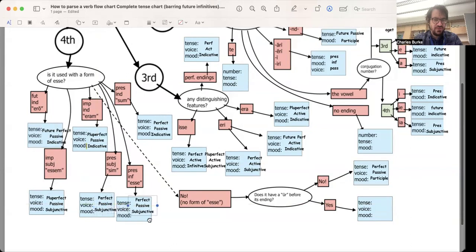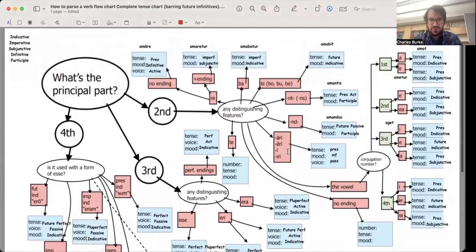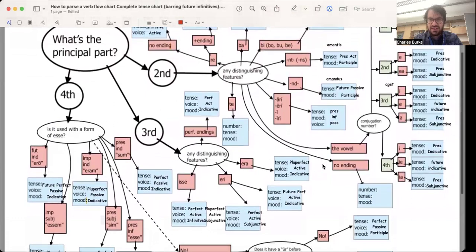Now, the only exception to our fourth principal part pattern, this is the only exception in this whole darn chart, is that if it has this, then what we're dealing with is a future active participle, which is weird because it's not only active, it's also future. Okay, I'm seeing two places I didn't finish, and that's perfect because these two are related.